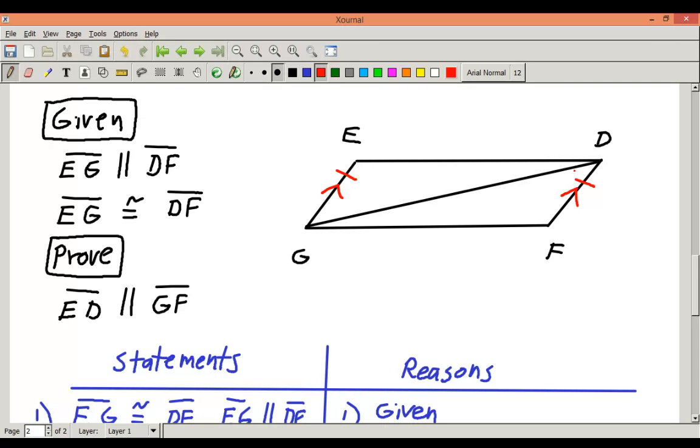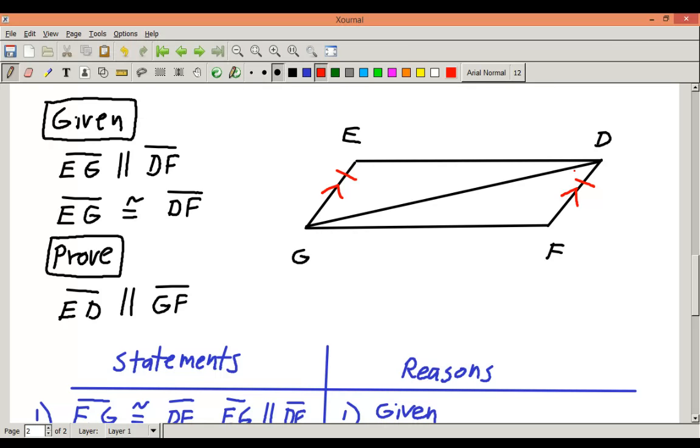So we're given that segment EG is congruent to segment DF. Those are marked off with tick marks. And they are also parallel, sorry. They're both. They're parallel, and they're also marked off that they are congruent. So segment EG is congruent to segment DF, and segment EG is parallel to segment DF. You can see that by the congruent segments marks and the parallel lines marks, arrows. So what we're trying to do is prove that ED, the top side, is parallel to GF, the bottom.